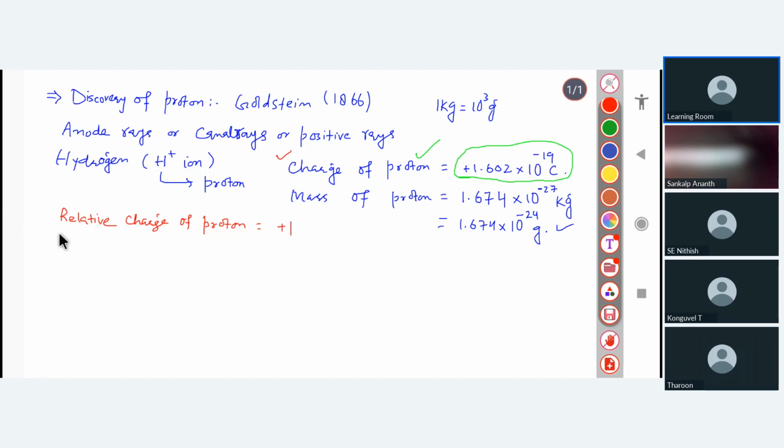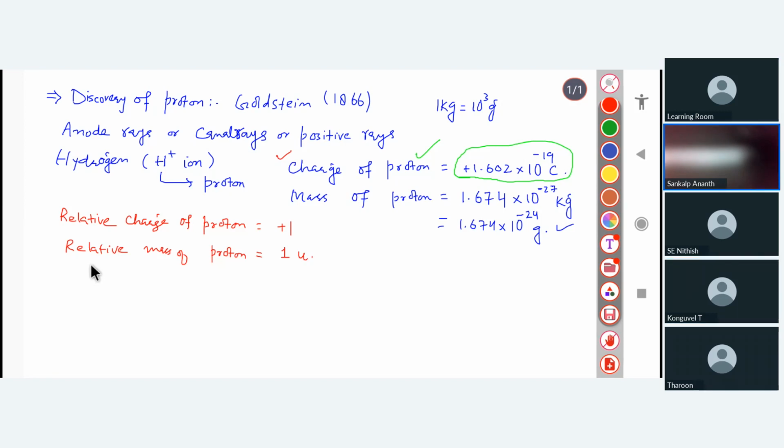What is the relative mass of a proton? One. The relative mass of a proton is not taken as zero, and it is not negligible. Negligible is that of an electron. The electron has a very small mass, but the proton is taken as 1 unit. Okay, got it?